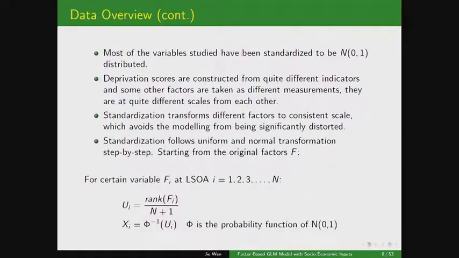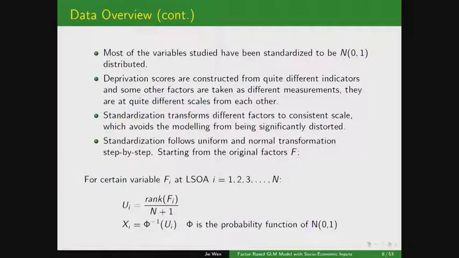Before we pop these indices or variables into the model, because most of them are constructed by different methods and measured in different units, we have to standardize them first in order to avoid distorting the modeling result too much. The standardization we follow is the uniform normal transformation.